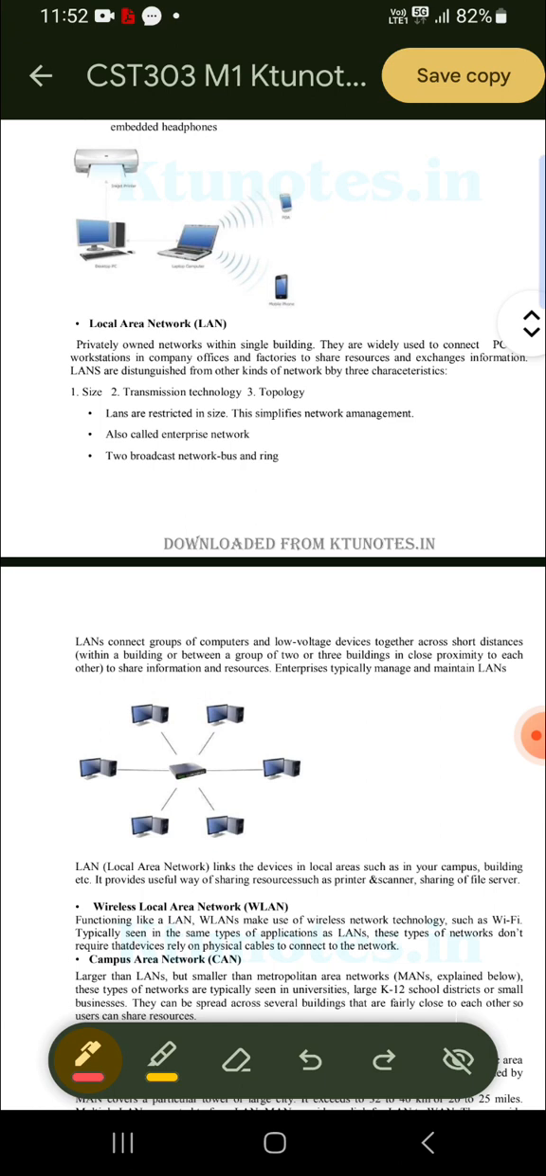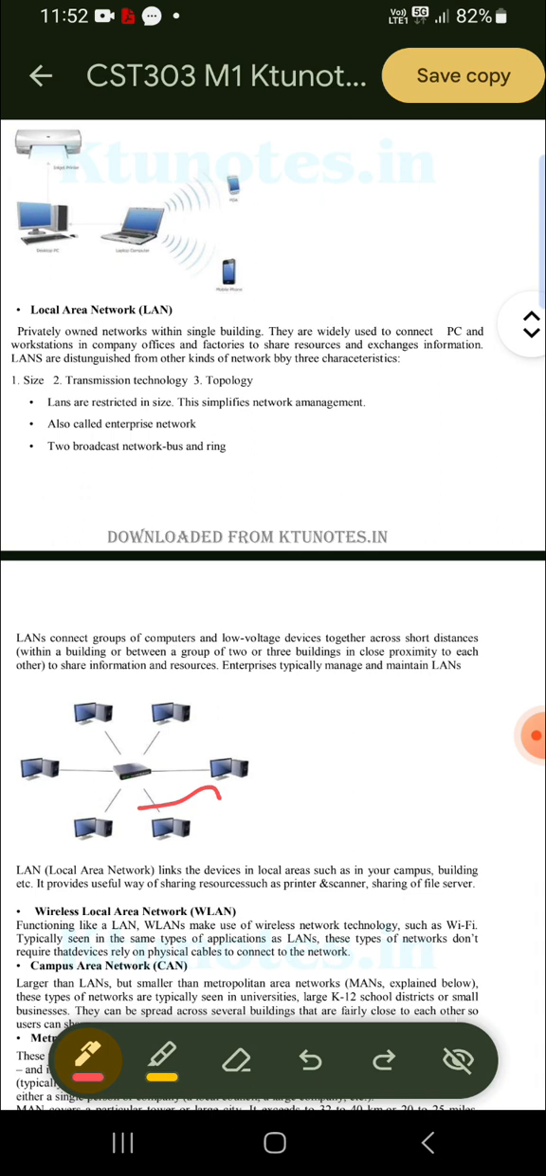Okay, it's a local area network, and we have studied what broadcast links are as well, right? So those broadcast links come under this category of local area network. They are privately owned networks used within a single building, and they are widely used to connect PCs and workstations in many company offices and factories to share resources and exchange information. So they are used in offices and factories where one PC is connected to the workstations in company offices.